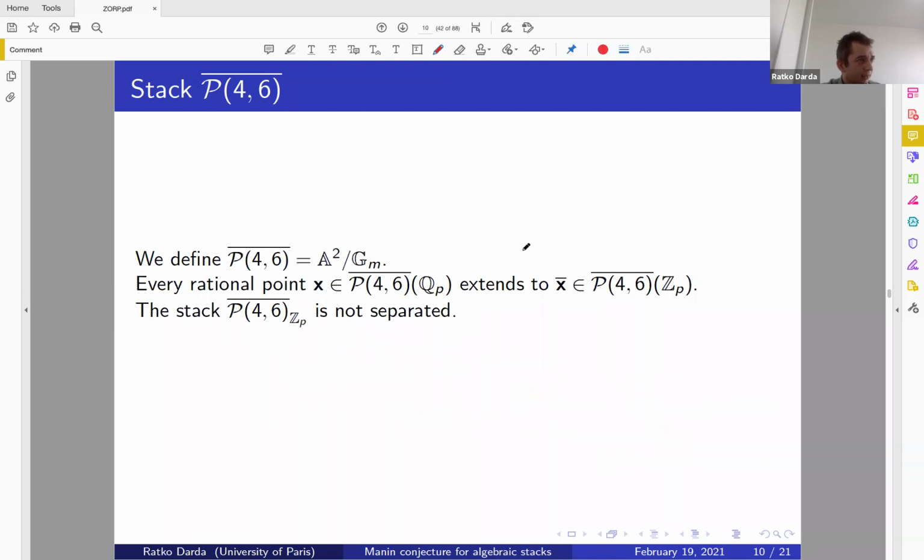However, this stack is not proper. Why is it not proper? It's not separated. And to see why it is not separated, there is a valuative criterion of separatedness for stacks.